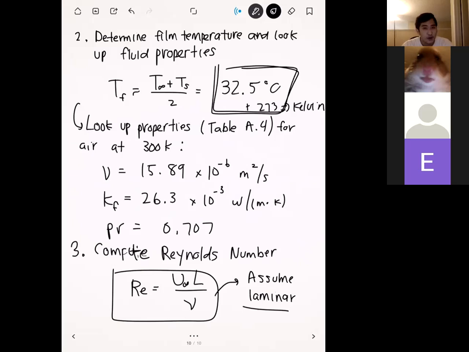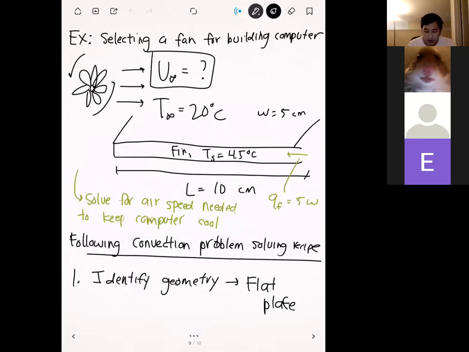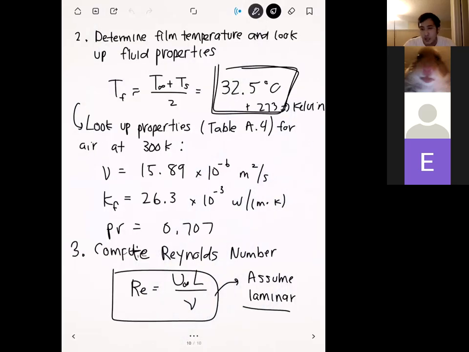If you assume laminar, and later on you compute it and you end up with turbulent flow, then you can go back and revise your methods. But starting with an assumption of laminar flow is usually reasonable, especially for this one where our length is so small. Our length here is only 10 centimeters, and in those situations the flow probably won't have enough time to develop into turbulence, so making this assumption is usually okay.